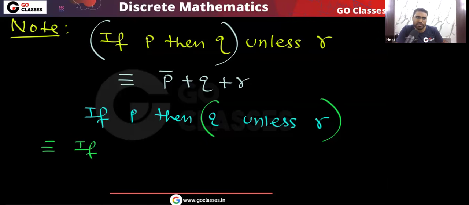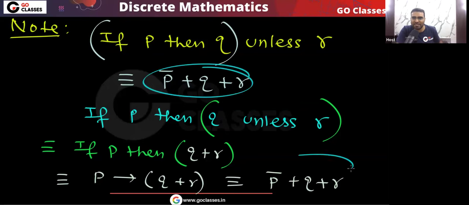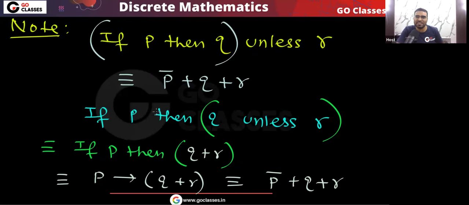Then it will be like this. P implies, if P then, and unless is or. So it will be Q or R. Then tell me, what are you getting? Then it will become P implies Q or R. Then what are you getting? Then you are getting P bar or Q or R. So you are getting the same thing. You are getting the same thing, right?